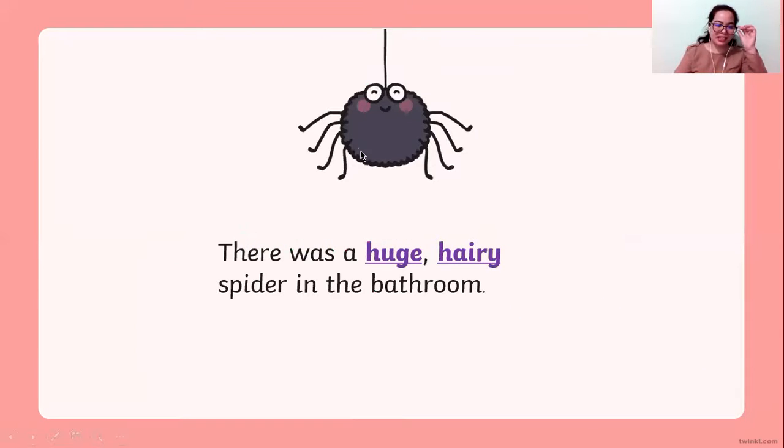This is a spider. We are going to describe what the spider looks like. There was a huge, hairy spider in the bathroom. The description of the spider is huge and hairy. If you have a dictionary at home, you can search the words huge and hairy in Thai words, so that you will know what they mean. The next.